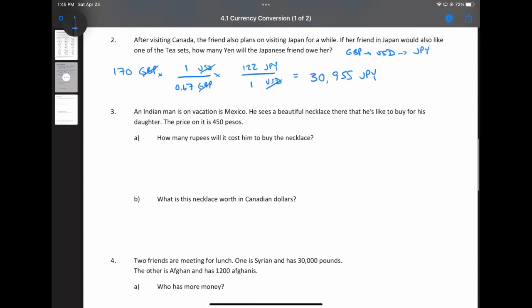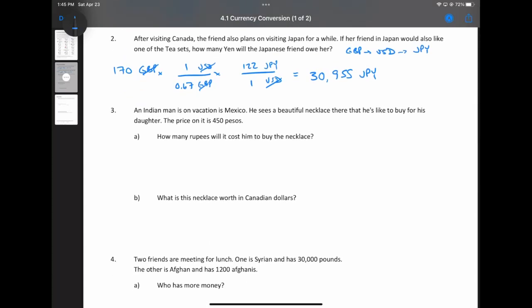Question three. An Indian man is on vacation in Mexico. He sees a beautiful necklace and he'd like to buy it for his daughter. The price is 450 pesos. How many rupees will it cost him to buy the necklace? So what we're going to end up with here is we're going to start off with Indian rupees, which is INR. Our relationship gives us US dollars, so we got to go through there, unfortunately. And then we're going to end up with pesos, and the short form for that is MXN.